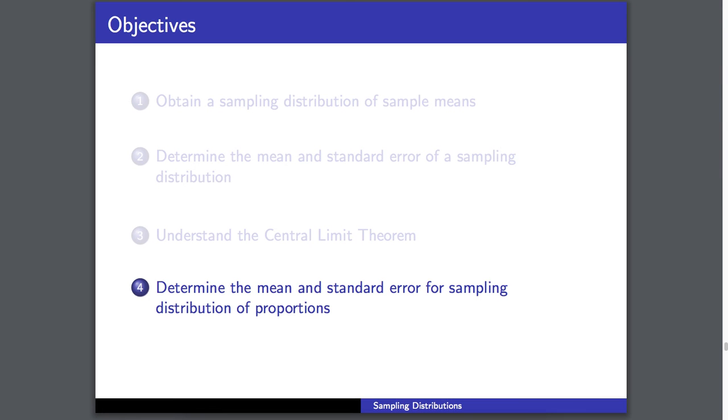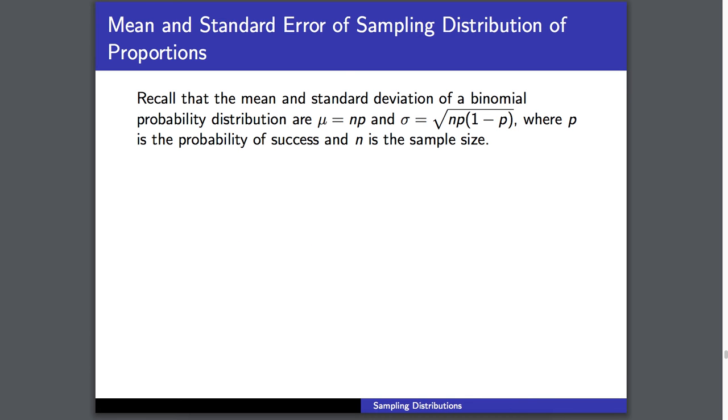All right, in this video, we're going to take a look at the mean and standard error for proportions, for sampling distributions of proportions. So recall that the mean and standard deviation of a binomial probability distribution are: the mean is the number of trials times the probability of success, or n times p. And then the standard deviation, sigma, is the square root of the mean times the probability of failure, or in other words, the square root of n times p times (1 minus p).